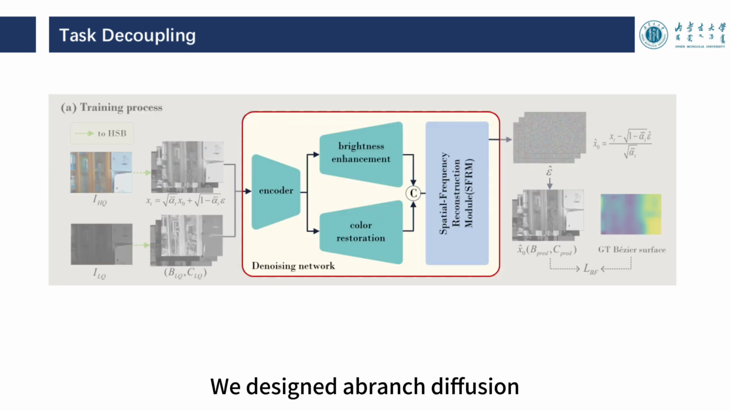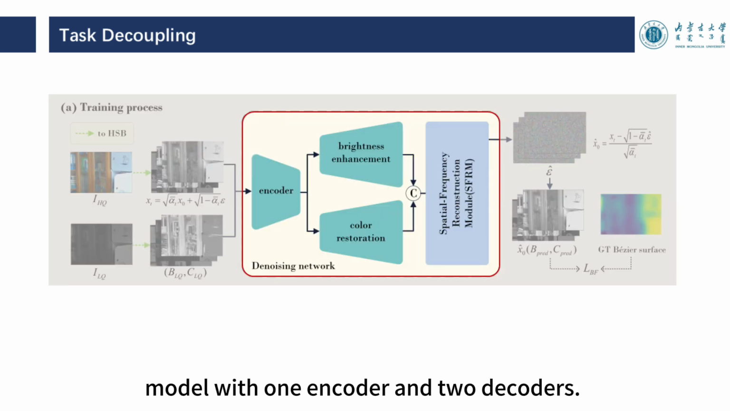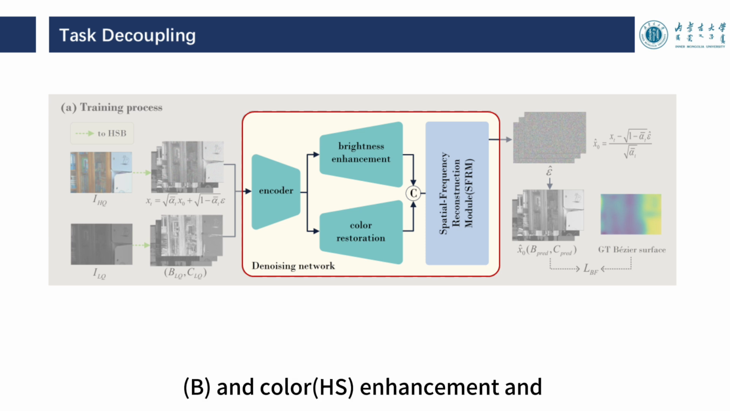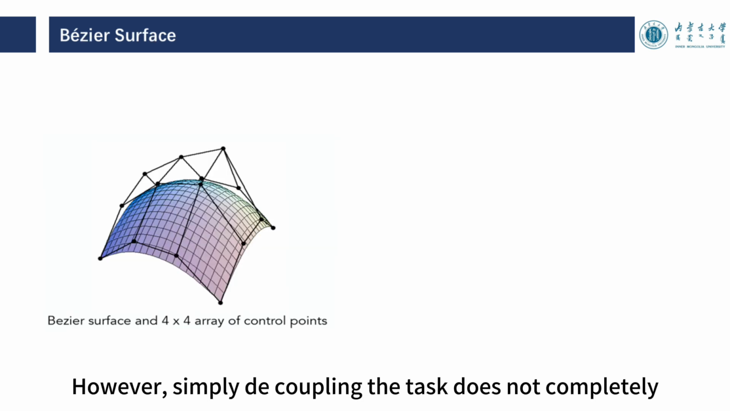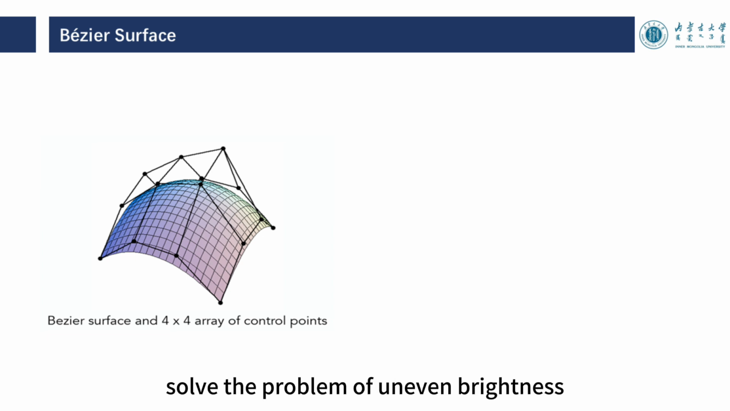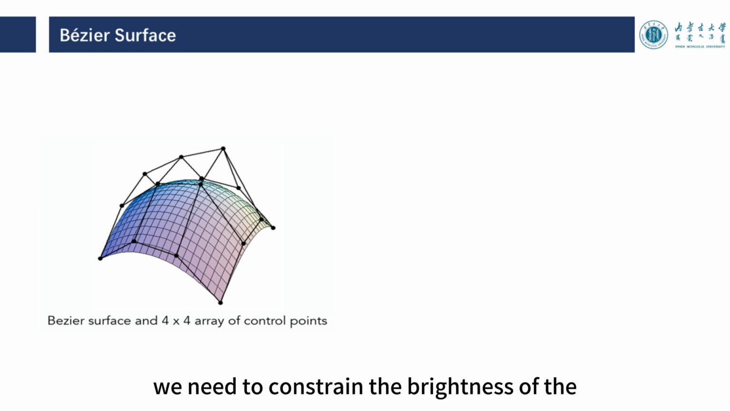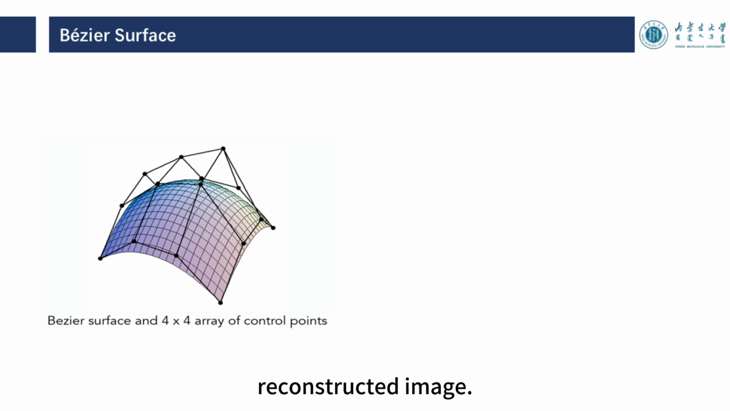We designed a branch diffusion model with one encoder and two decoders. This model separately performs brightness, B, and color, HS, enhancement and reconstruction through the two decoders, thus avoiding interference between the two tasks. However, simply decoupling the task does not completely solve the problem of uneven brightness distribution of the reconstructed structure. For this reason, we need to constrain the brightness of the reconstructed image.